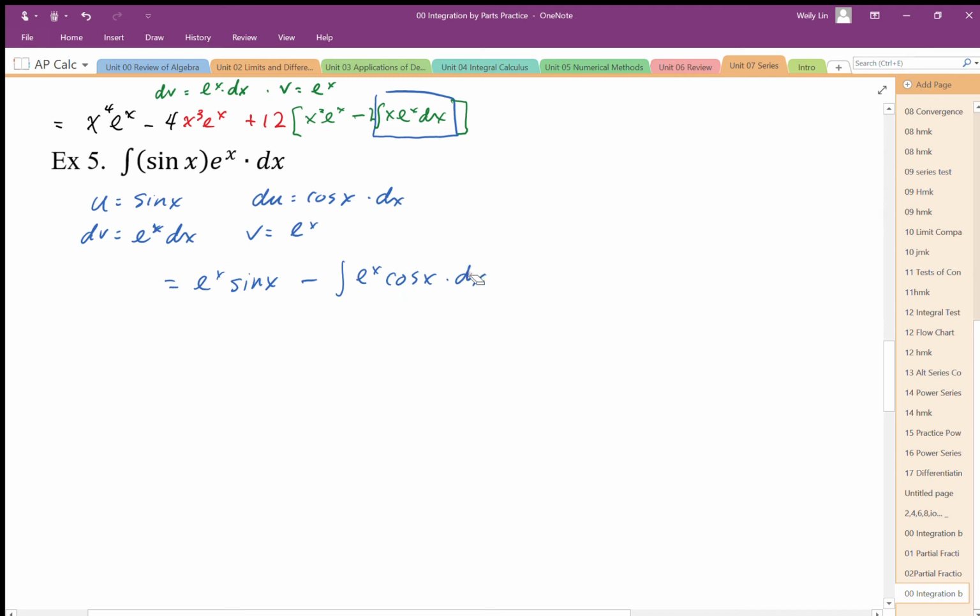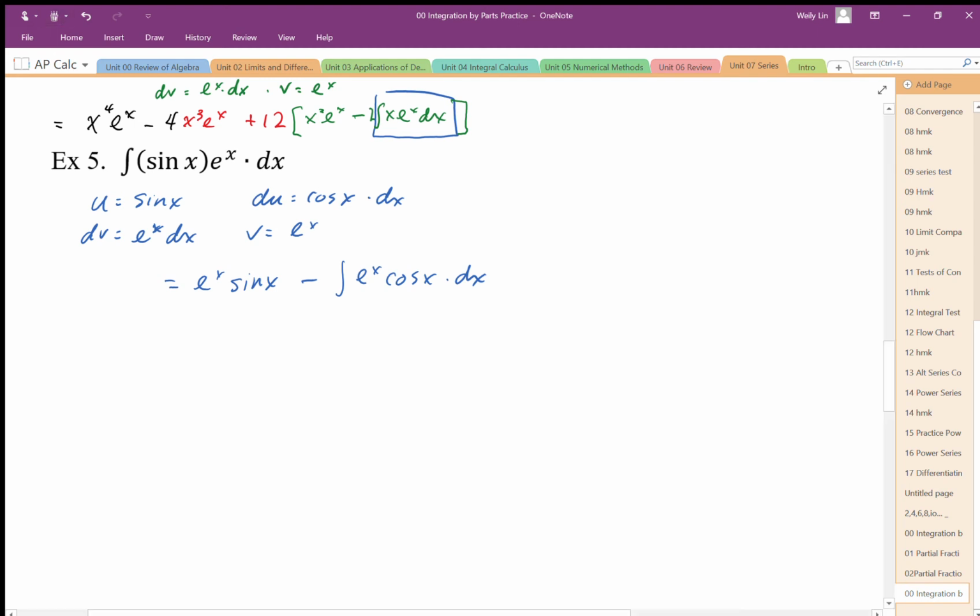This is a bit of a problem here because really I haven't gotten anywhere. Right? I start with sine times e to the x, and I end up with cosine times e to the x. Well, that's not particularly useful. Well, let's try it again. So we're going to try it one more time.